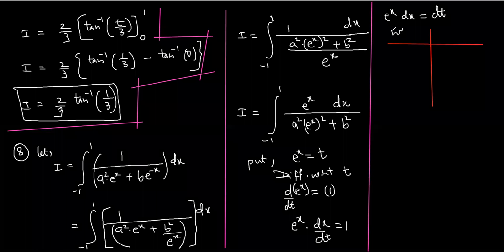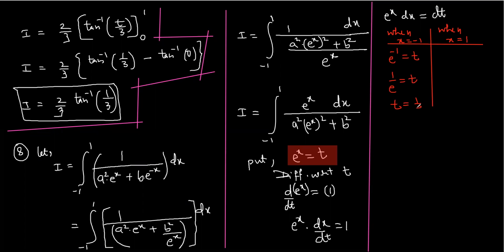So I write here when x equals negative 1 and when x equals positive 1. Now, which step have we established the relation? It was this where we established the relation. So when x is negative 1, I have e raised to negative 1 equals t, so 1 upon e equals t. And when x is 1, it is e raised to 1 as t, so t equals e.